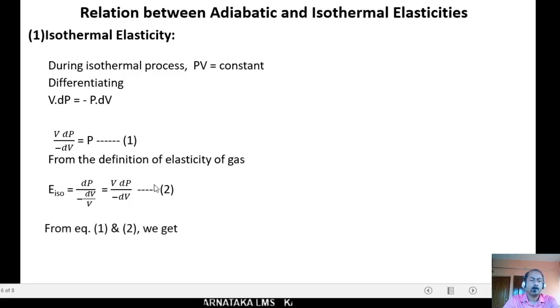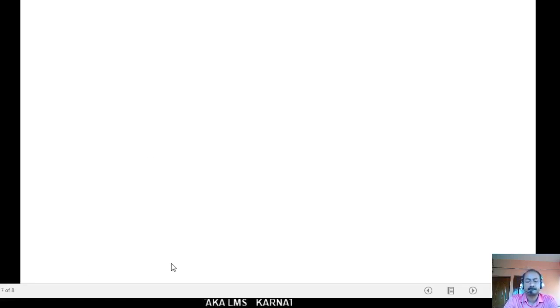From equations 1 and 2, V into dP divided by minus dV are the same. Then it becomes E iso equals P. That means isothermal elasticity is equal to P. Let it be equation 3.